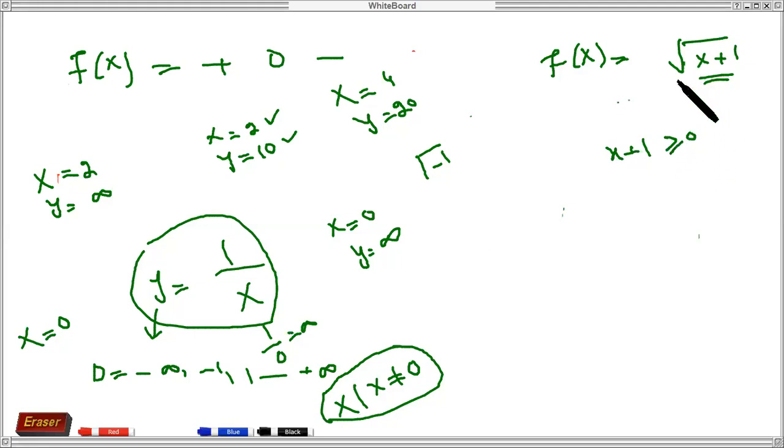When the root is in the numerator, like root of x plus 1 divided by 1, you need to write x plus 1 greater than or equal to 0. 0 is also possible. If you give 0 here, root 0 is equal to 0. 0 is also a point. We know on the xy plane, 0 is possible. So transfer 1 to the other side. So x is greater than or equal to minus 1. So all values are possible, those values which are greater than or equal to minus 1.